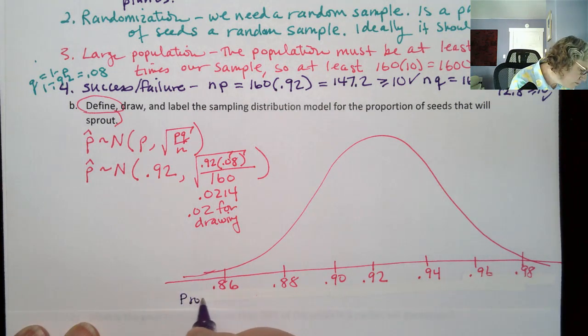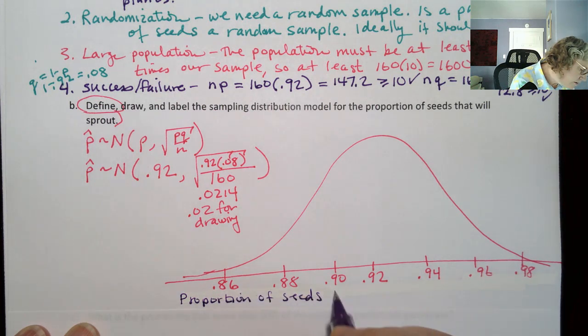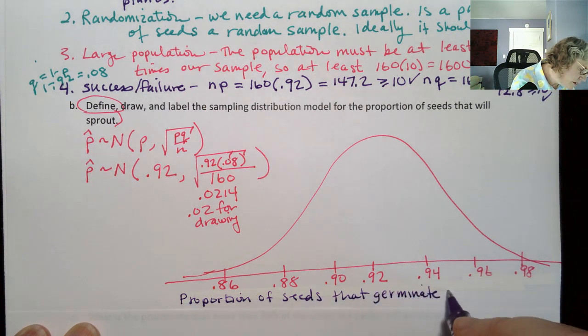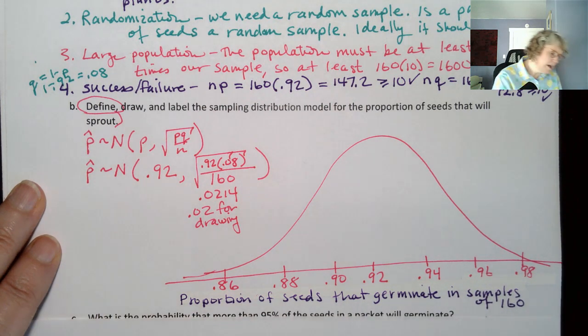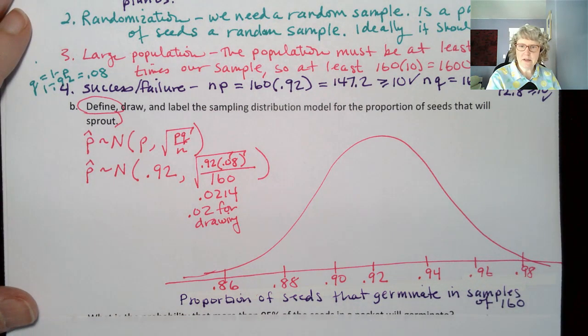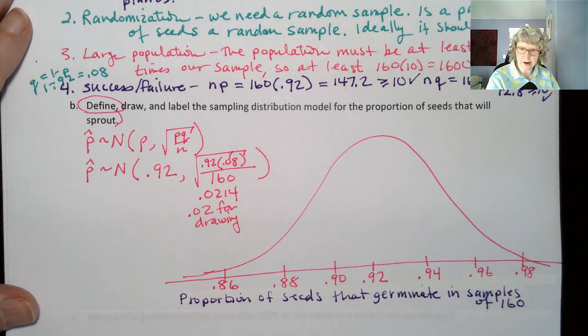Proportion of seeds that germinate or sprout in samples of 160.